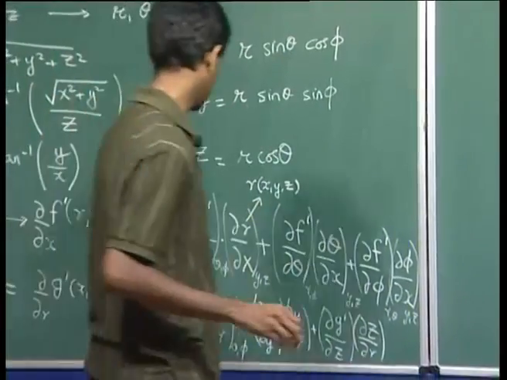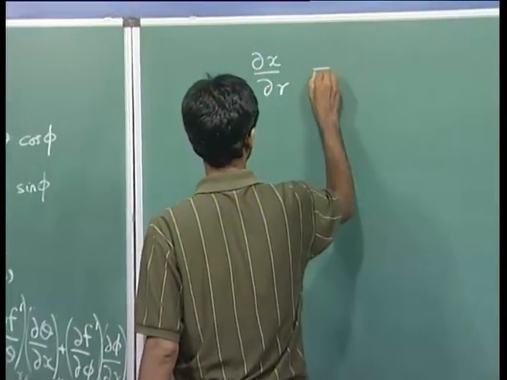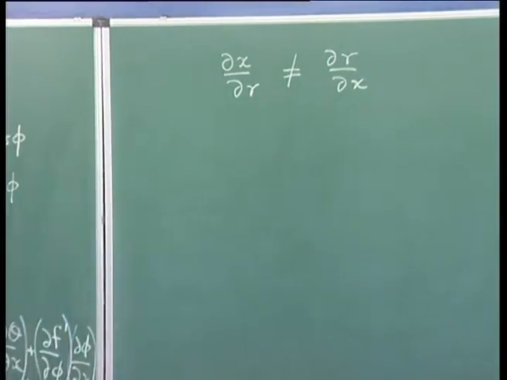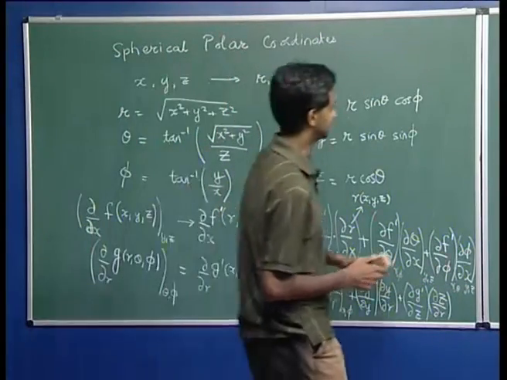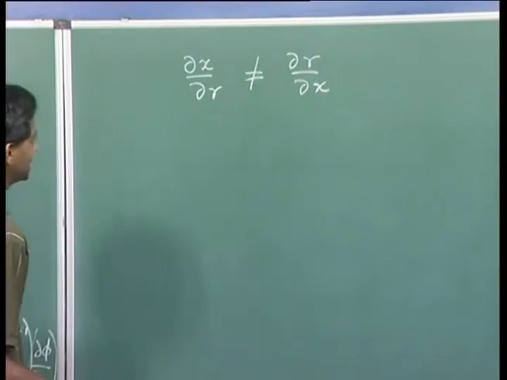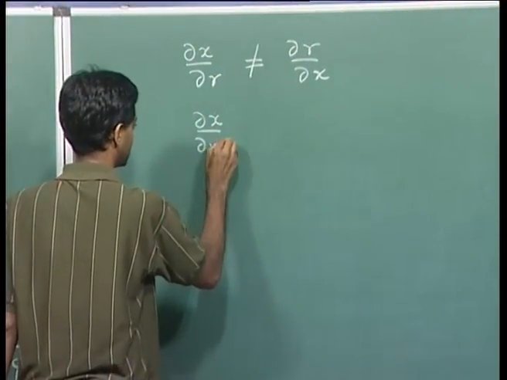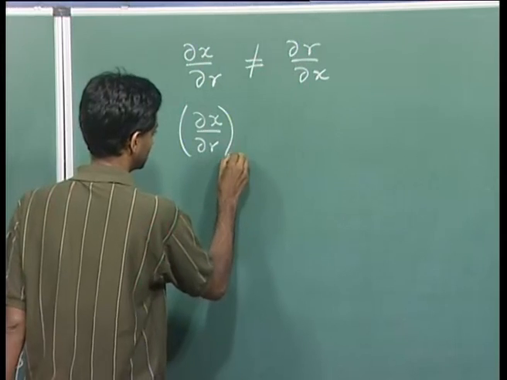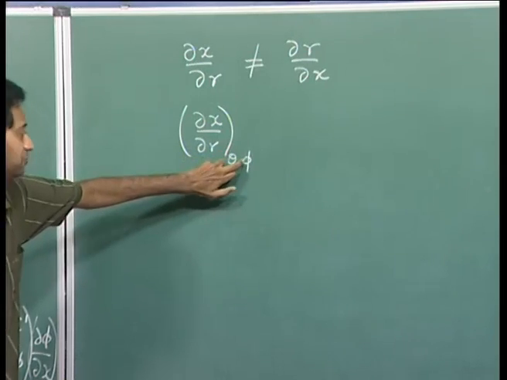Now remember, in this notation, dou x by dou r is not equal to dou r by dou x. Okay, so this is very important to remember. It is not like the usual ordinary derivatives. In this case, a partial derivative of x with respect to r is not the same as the partial derivative of r with respect to x, and the reason for that is that when you write dou x by dou r, you have to write x as a function of r, theta, phi. So the fixed variables are theta and phi. So when you take the partial derivative with respect to r, you are keeping theta and phi fixed.